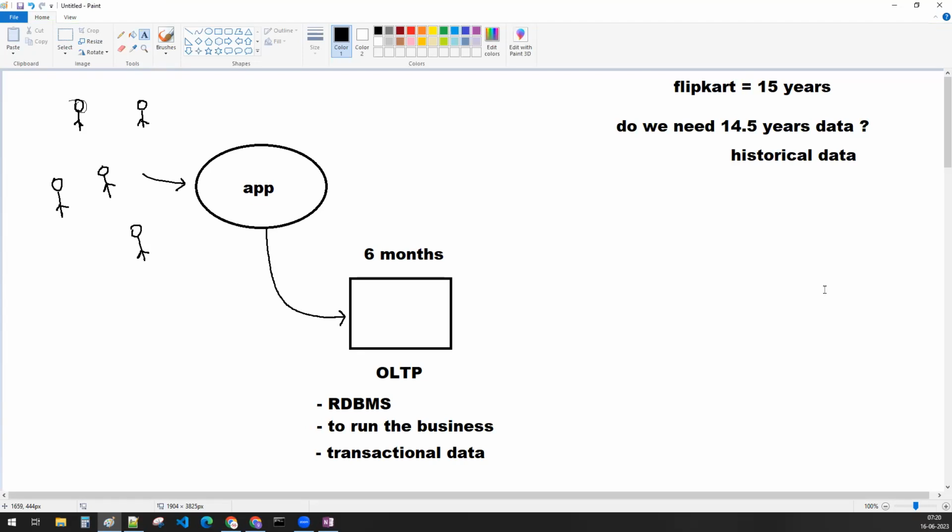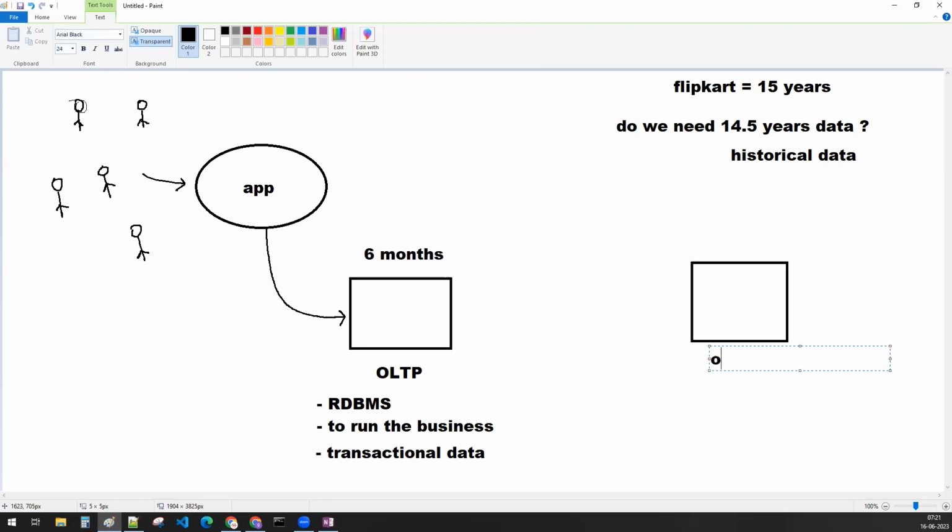This is the last 14.5 years of the data, and they wanted to store it somewhere, because they think that if they analyze this data, they will be able to understand the customer behavior. Okay, what are they thinking? The businesses are thinking that if they understand this historical data, they will be able to get some insights from it. Those insights are very useful to understand the customer behavior and to attract more customers. So for that main reason, they are trying to store this entire 15 years data into some other platform, and that's where OLAPs are introduced for.